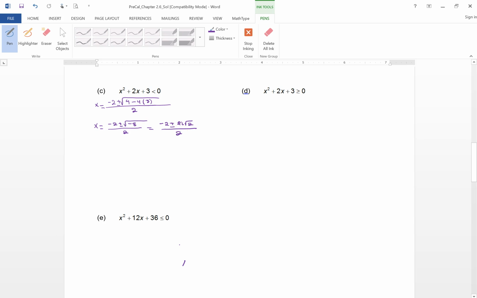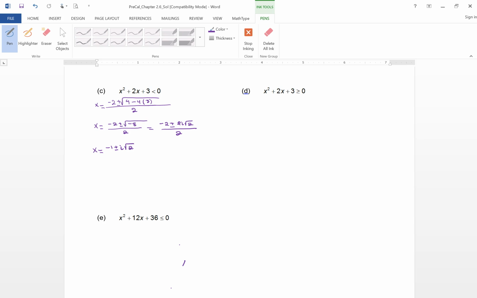Now, I have to simplify this. If you don't, points off, right? So, if you can divide all three of these by the same number, then you must. All three of these can be divided by 2, so finally, x is -1 plus or minus i root 2. Now, quadratic equations means I have two solutions. I got two solutions, both of which are imaginary.